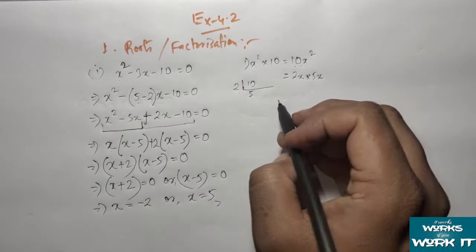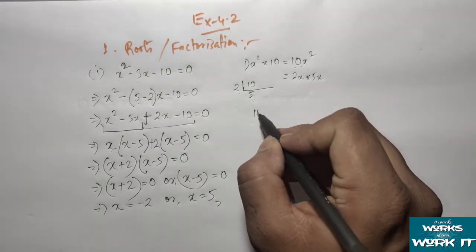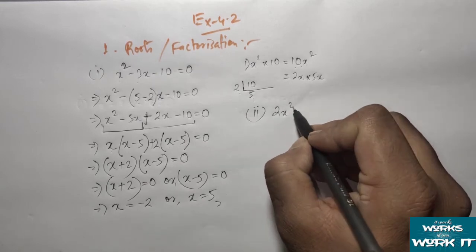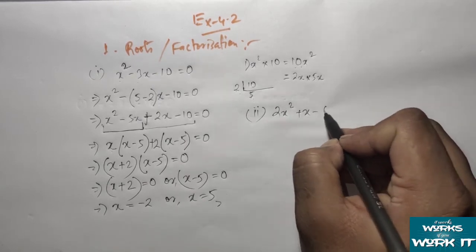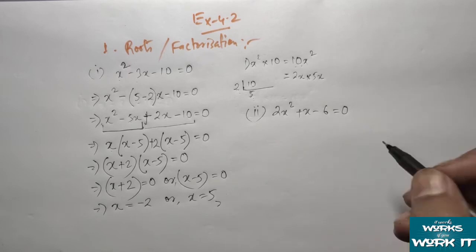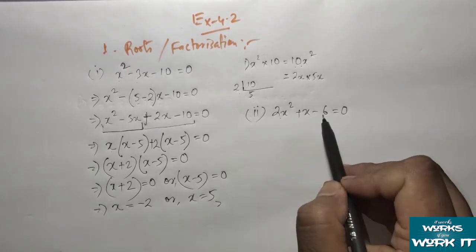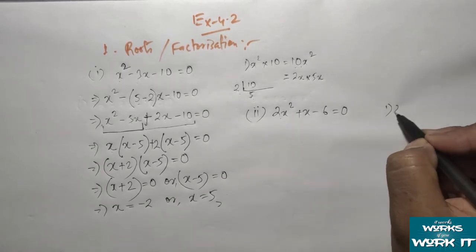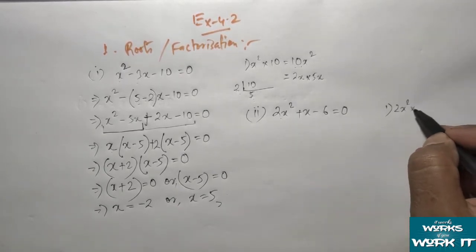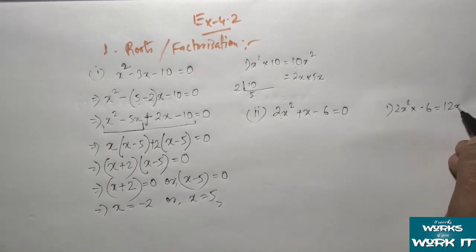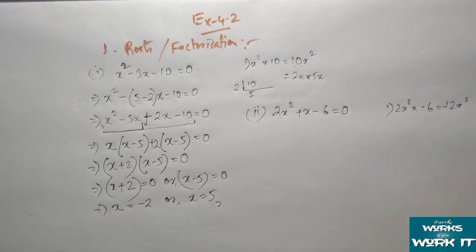Okay, let me take another example. Let me take question number 2, 2x square plus x minus 6 equal to 0. So again using the process, what was the process? We have to multiply the first term and the last term. So how much is it giving us? Minus 12x square.